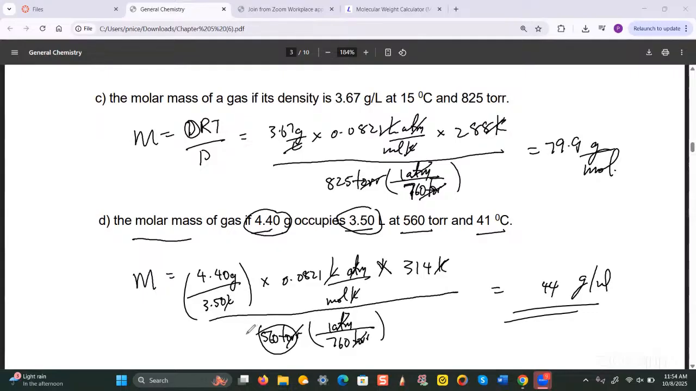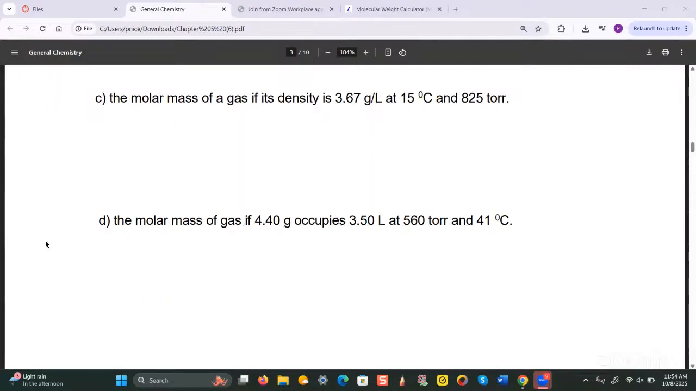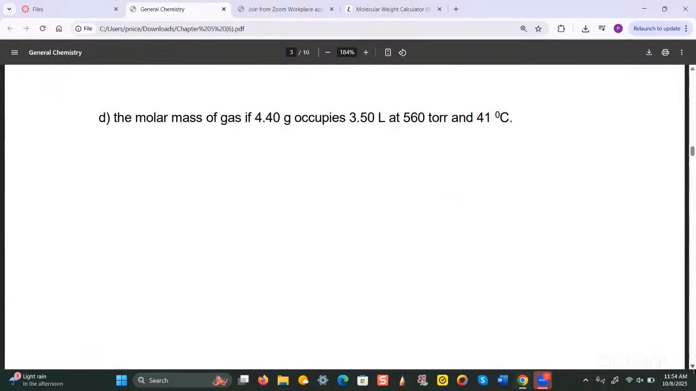Okay, so let me clear this. Wait, why is the 560 2 sig figs? Because there's no decimal point in that number, so the 0 is not significant. Oh, okay. You see what I'm saying? If there was a decimal point here, then that 0 would be significant, and therefore that would be 3 significant digits represented. Okay, so let me clear this and scroll down.